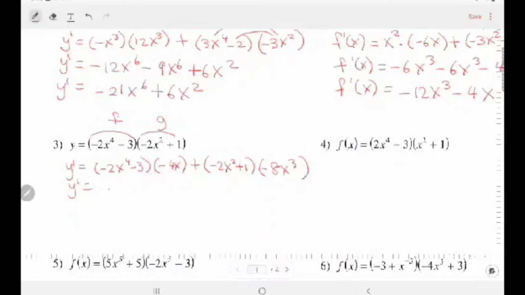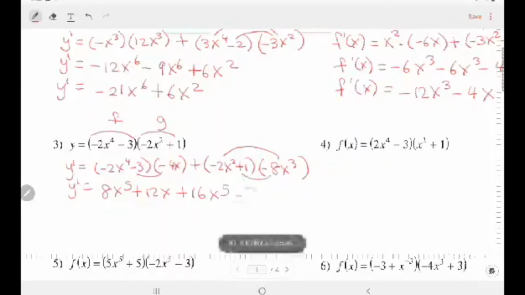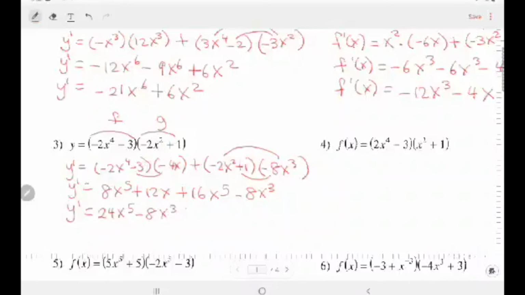so I would get positive 8x to the fifth and positive 12x. Distributing again, plus 16x to the fifth and negative 8x cubed. Like terms, always write your highest term first. Combining these two, that would be 24x to the fifth minus 8x cubed plus 12x.